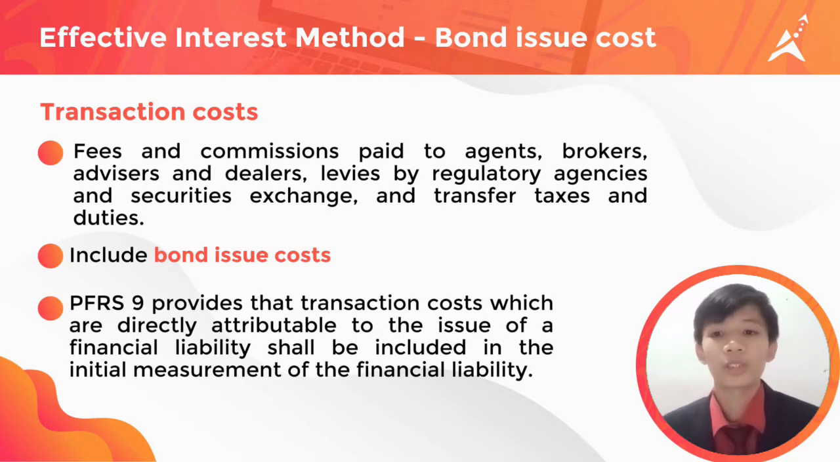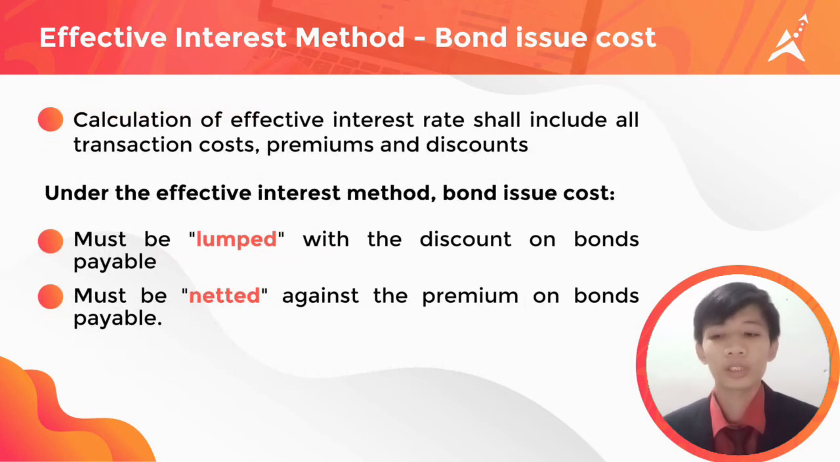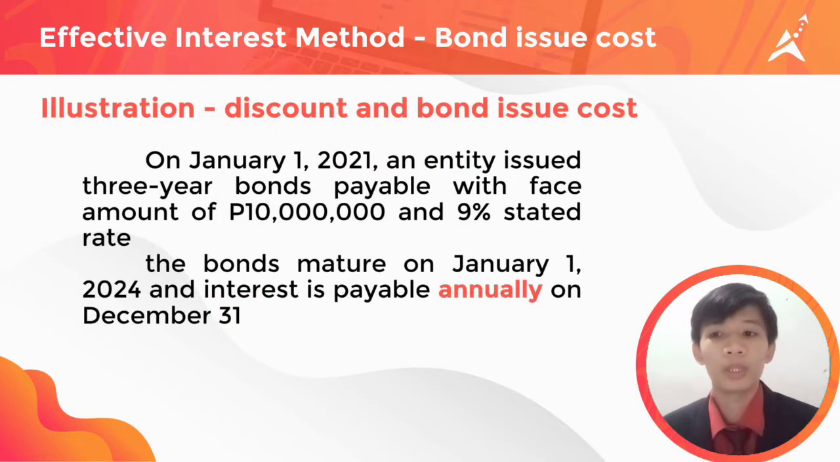Thus, transaction costs, including bond issue costs as well as premiums and discounts, are involved in the calculation of the effective interest rate. And under the effective interest method, the bond issue cost increases or is lumped with the discount on bonds payable and decreases or is netted against the premium on bonds payable. And for us to visualize and understand the concepts more clearly, here is an illustration for discounts on bonds payable.